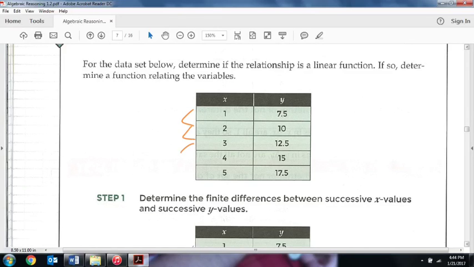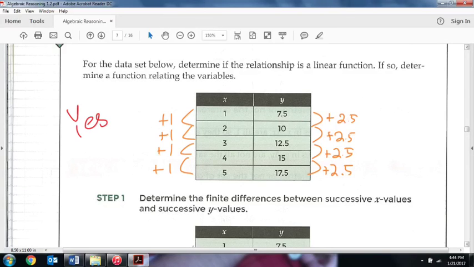So 1, 2, 3, 4. Yep, these are all up by 1. So we got to start off, is this really a function? This one goes up by plus 2.5. This one goes up by 2.5. This one goes up by 2.5. And this one also goes up by 2.5. So good. We got the same thing on every side. Let me clean up my handwriting a little bit. Since it's the same on both sides, we're like, yes, this is linear.